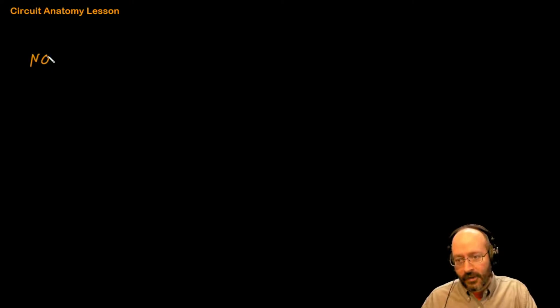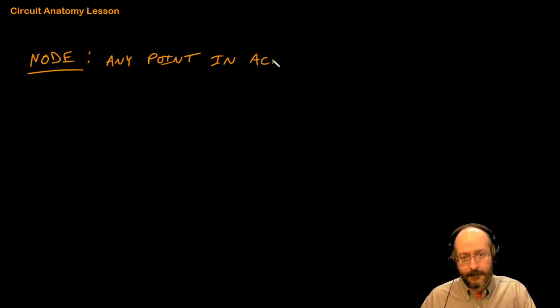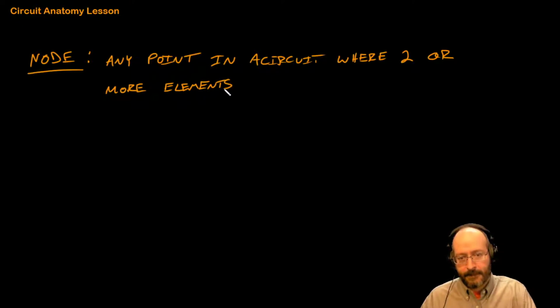Okay, so here's your anatomy lesson. So the first thing that we have to talk about is when we connect two components together. Okay, and we're going to call that a node in the circuit. And a node, let's see, is any point in a circuit where two or more elements are connected.